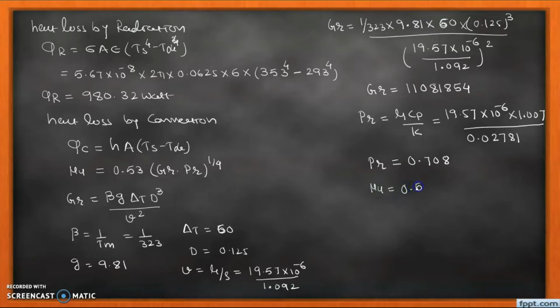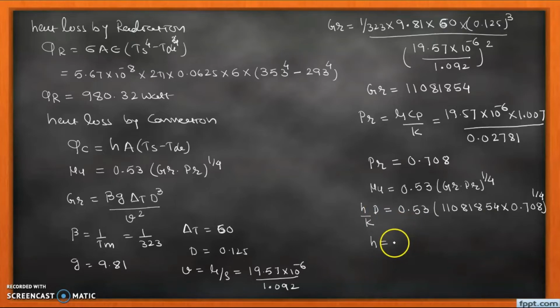Now from the Grashof number and Prandtl number, we are able to calculate the Nusselt number using the given correlation, that is Nusselt equals 0.53 into (Grashof into Prandtl) to the power 1 by 4. So 0.53 into 110,81854 into 0.708 whole to the power 1 by 4. We also know the other formula of Nusselt number, that is hLc by k. Here the characteristic length we take as the diameter of this pipe.